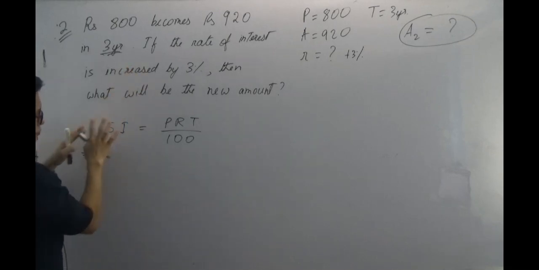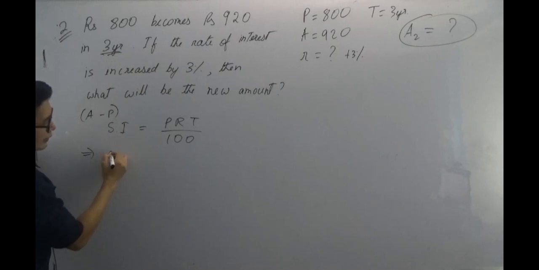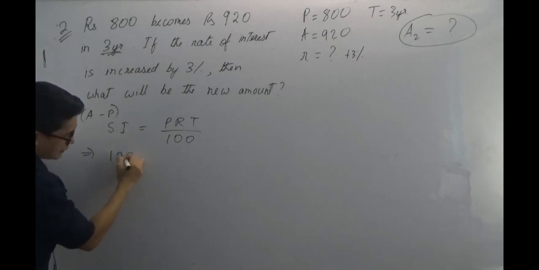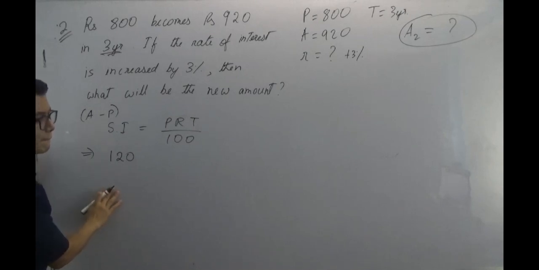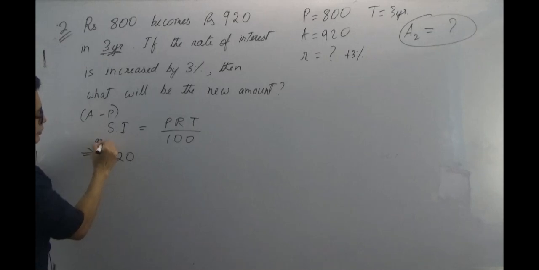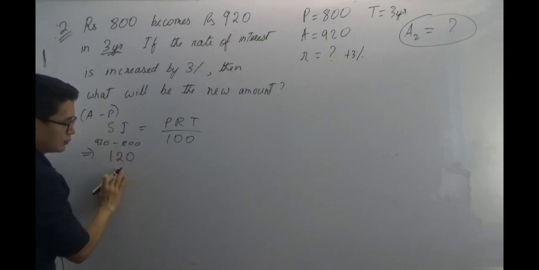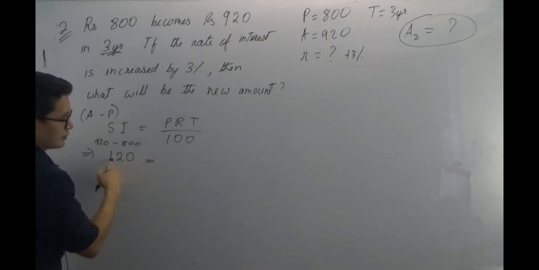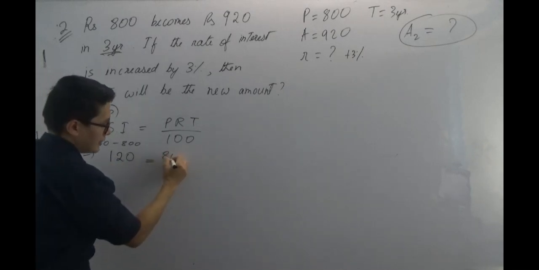Simple interest is amount minus principal. So 920 minus 800 is 120. The simple interest is 120. Anyway, the principal is 800.